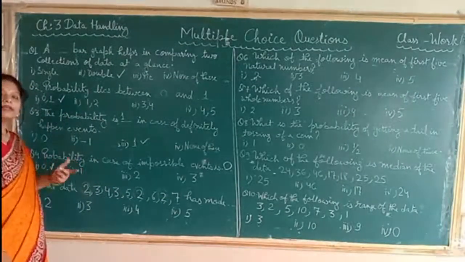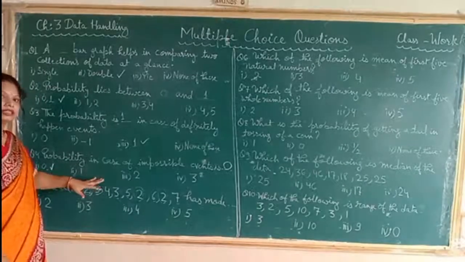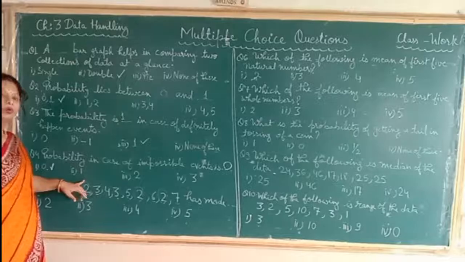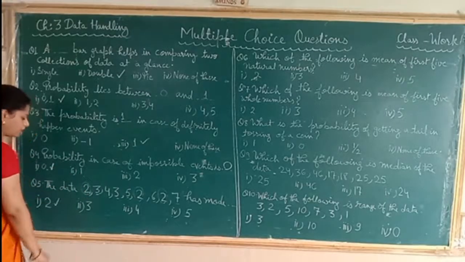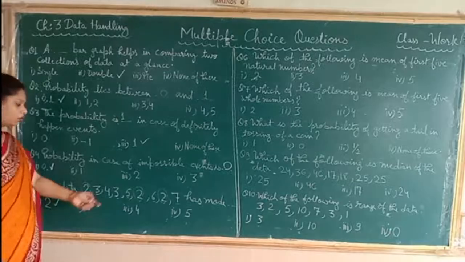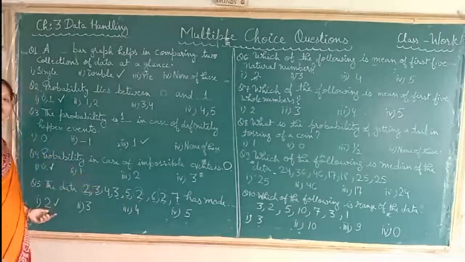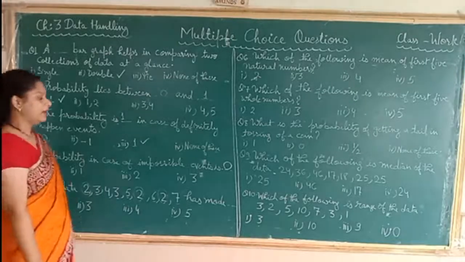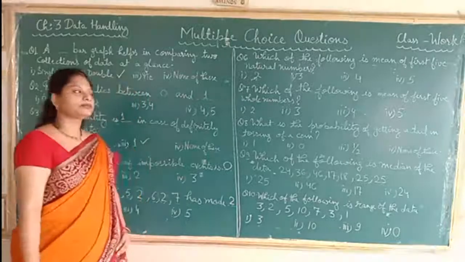So the maximum number of times that a digit comes in this series, that number is 2. So the mode of this data is 2. We have been given 4 options here, 2, 3, 4, 5, out of which 2 is the correct answer. Here mode is 2, which is option number A.